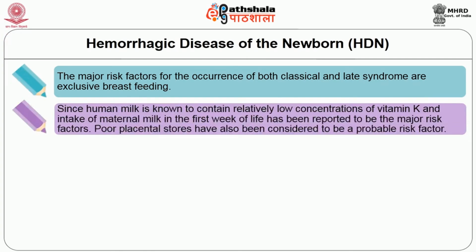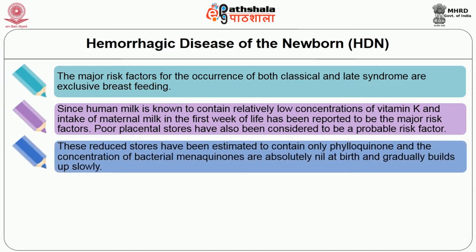Human milk is known to contain relatively low concentrations of vitamin K, and intake of maternal milk in the first week of life has been reported to be the major risk factor. Poor placental stores have also been considered to be a probable risk factor. These reduced stores have been estimated to contain only phylloquinone, and the concentration of bacterial menaquinones is absolutely nil at birth, and it gradually builds up.